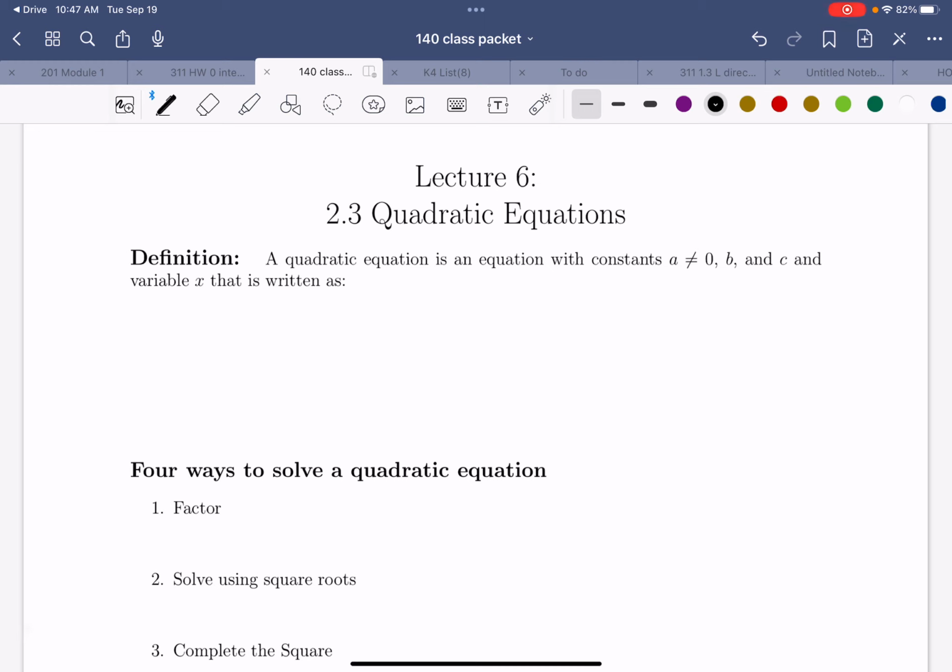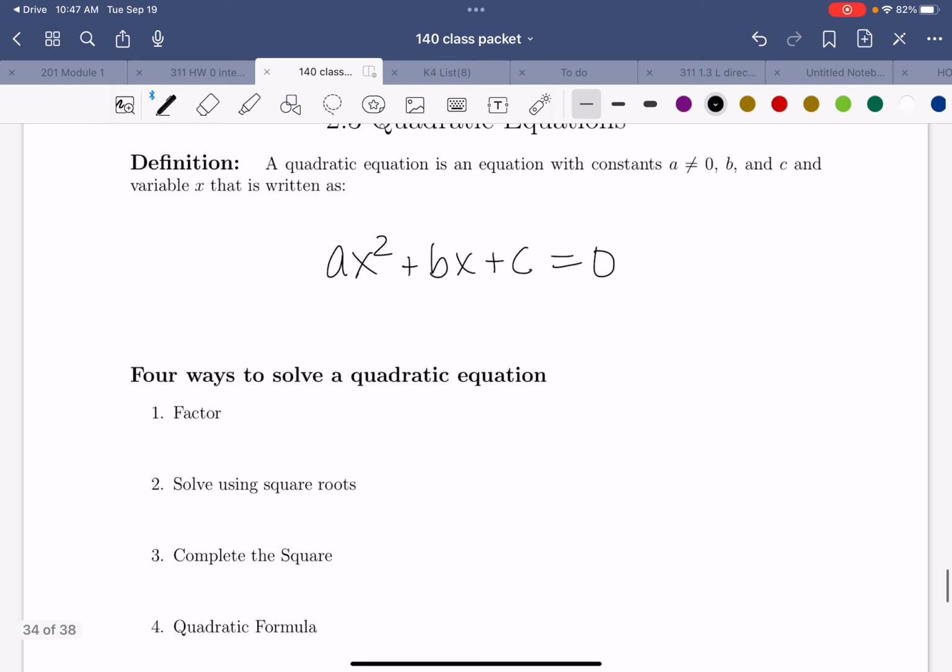The definition for a quadratic equation is an equation with constants a, b, and c, where a is not 0, and variable x, that is written the following way: ax squared plus bx plus c is set equal to 0. Now it doesn't have to look like this, but it should be able to be put into this format. If a is 0, then the x squared goes away, and we're working with the same linear equations we were in the first section. That's why we want the a to not be 0, okay?